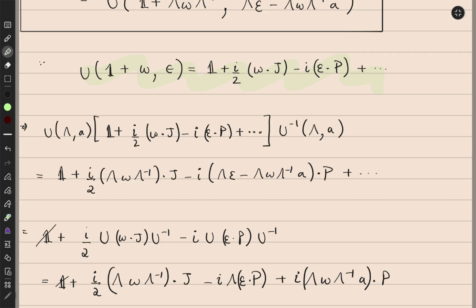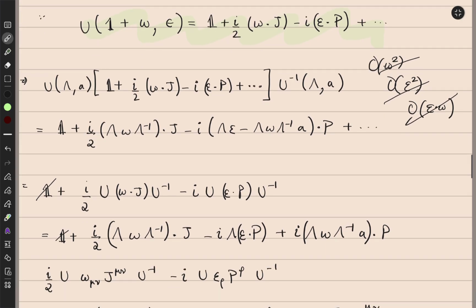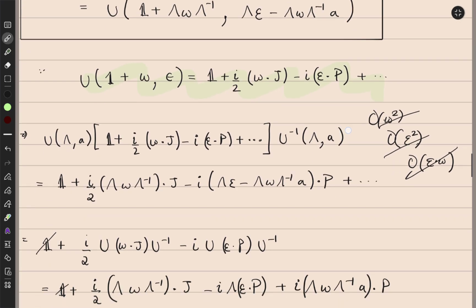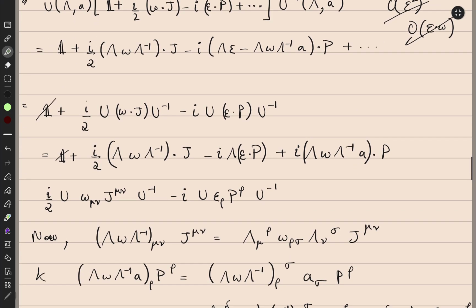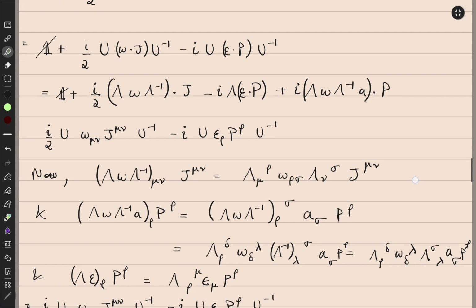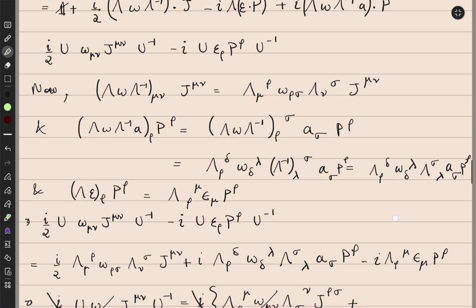We will just ignore all the higher order terms, if it's an order omega squared term or an order epsilon squared term, or terms which have epsilon and omega both. We'll ignore all of these. We are working around identity, infinitesimally small. And on the right hand side as well, I have to manipulate all the objects. So you can see the calculations by pausing if you want to reproduce them.